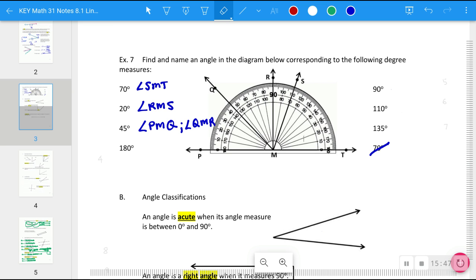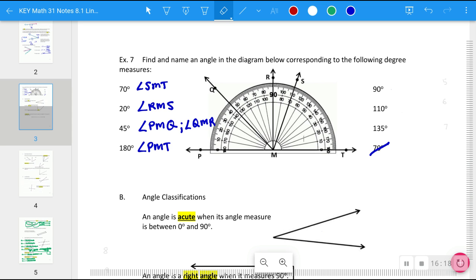And then 180 degrees. I have to get all these degree marks inside the alligator's throat, and in order to do that, he has to open his mouth completely and make a straight line there. So 180 degrees is synonymous with a straight line. PMT is the angle. If you named it as a line, you wouldn't use all three letters. You would just say line PT. But we want to do this version here because we're talking about angles.